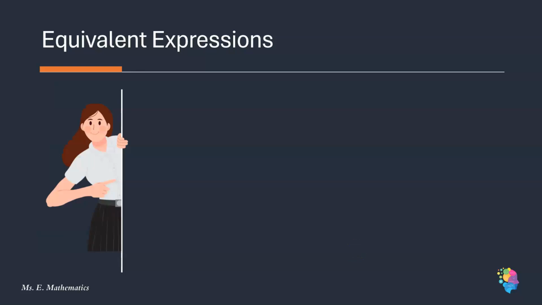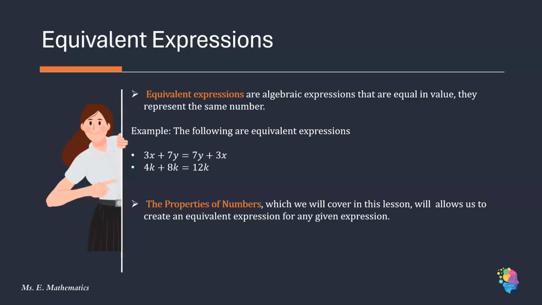We're going to learn about equivalent expressions. An equivalent expression is an algebraic expression that is equal in value. They represent the same number. For example, if someone gives you 3x plus 7y and someone else gives you 7y plus 3x, they're talking about the same expression. They are equivalent. Similarly, if you have 4k plus 8k and you combine the like terms into 12k, both expressions, the left and the right, are equivalent. They're equal to each other.